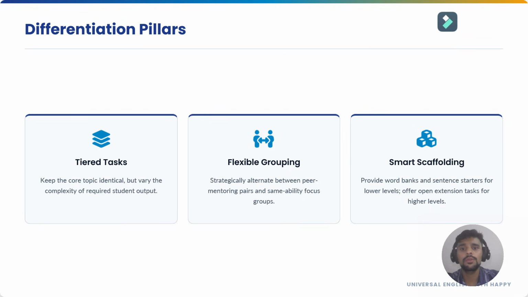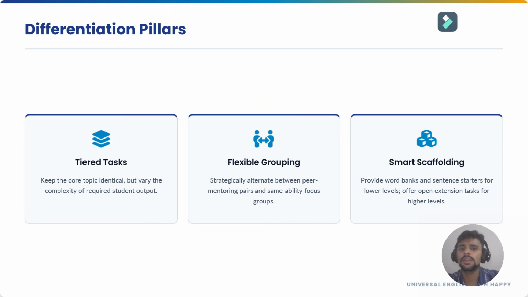Pillar 2. Flexible grouping. Never lock students into fixed, permanent seating arrangements. Strategically, rotate your grouping strategy. Heterogeneous pairing, which we call mixed ability. Pair a stronger student with a weaker student for peer coaching. The stronger student deepens their understanding by explaining concepts, while the weaker student receives supportive peer scaffolding.